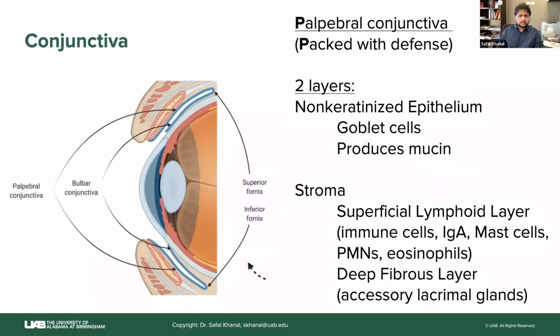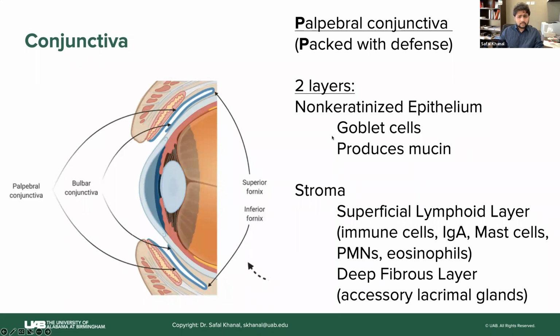Now let's look at the conjunctiva next. The conjunctiva can be divided into two different parts, the bulbar and palpebral conjunctiva. And palpebral conjunctiva is packed with defense. So you can remember with just the initial of these words. The conjunctiva contains mainly 2 layers, non-keratinized epithelium. The palpebral one contains 2 layers. And then the deeper layer is the stroma.